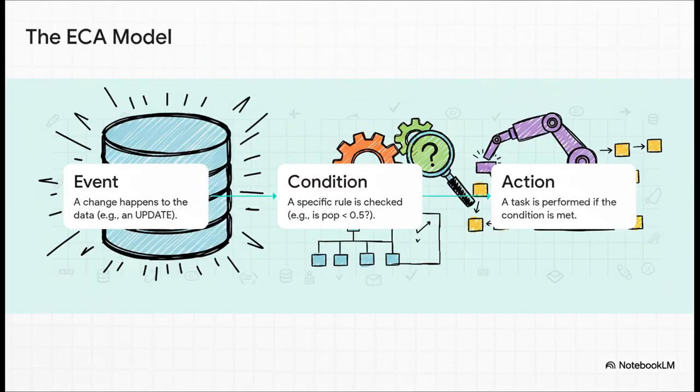Now this slide here, this is the simple but super powerful logic behind every single trigger out there. It's called the event condition action model. First, an event happens, say someone updates a row. Then the database checks a condition that you've set up, and if that condition is true, boom, it performs the action. Event, condition, action. Get that down and you've got the DNA of every trigger.